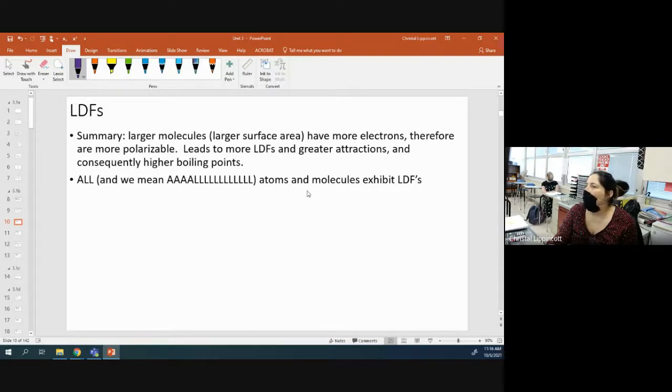All, and I mean all, atoms and molecules exhibit LDF. So for the larger molecules, everything increases. The bigger the molecule, the higher the IMFs due to London dispersion forces. Okay. There's going to be some other stuff that can be more significant, not always, but can be more significant.